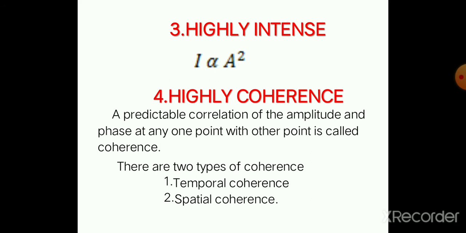Fourth one, highly coherent. A predictable correlation of the amplitude and phase at any one point with another point is called coherence. There are two types of coherence: one is temporal coherence and the other is spatial coherence.